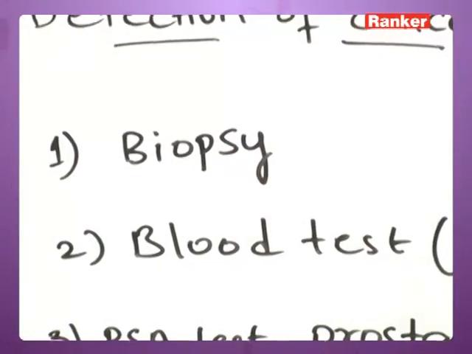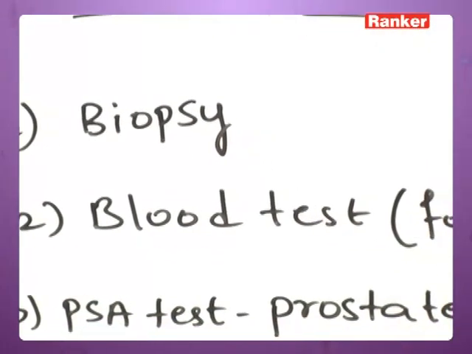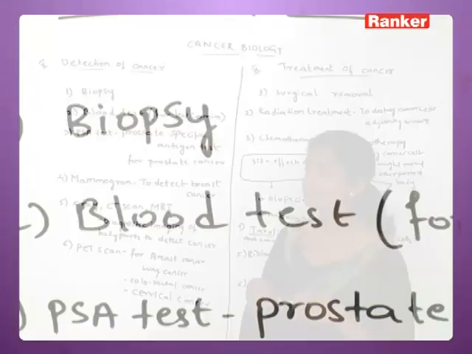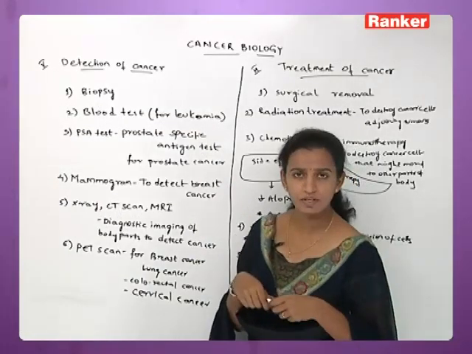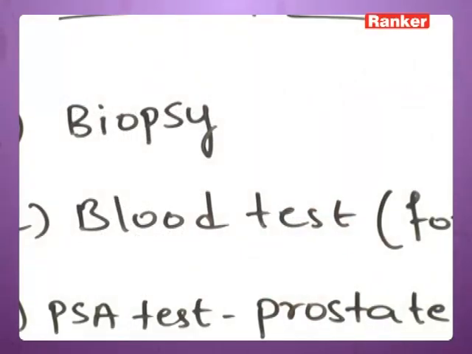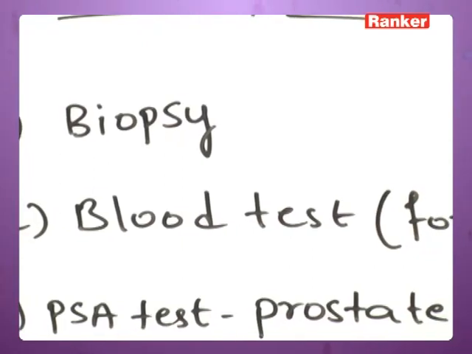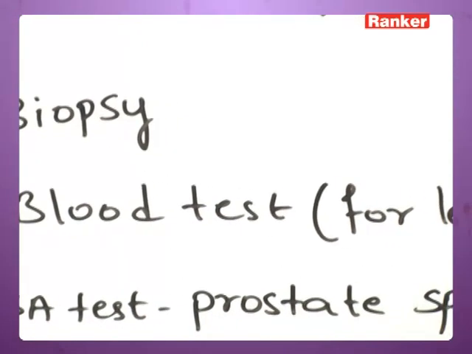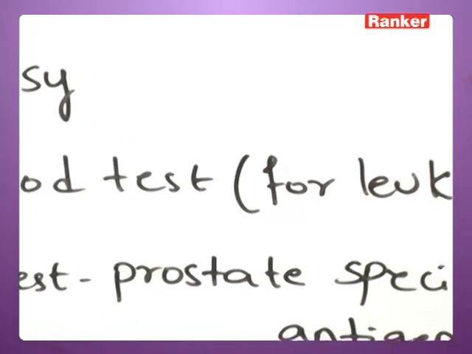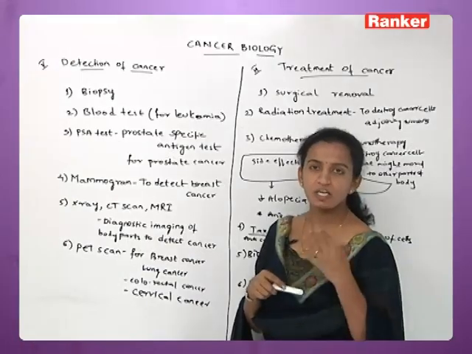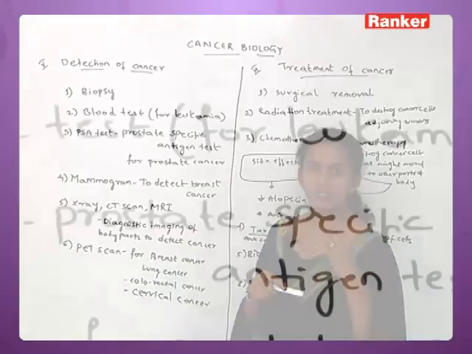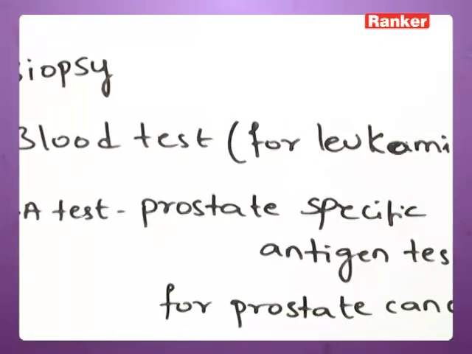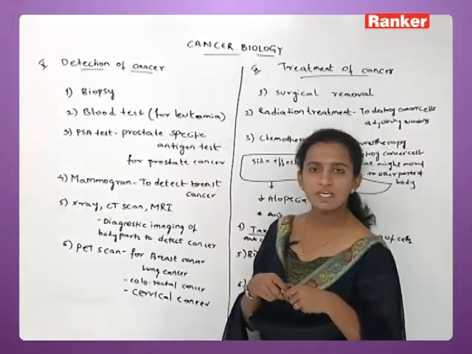Now a blood test is for leukemia, a blood cancer, which can be detected by a blood test. And the PSA test is the prostate specific antigen test for prostate cancer. If the prostate glands present in our body are suffering with cancer, what is used for detection is nothing but the PSA test.